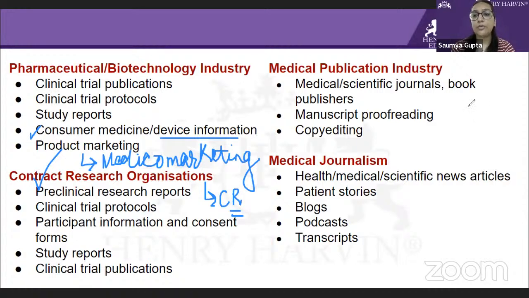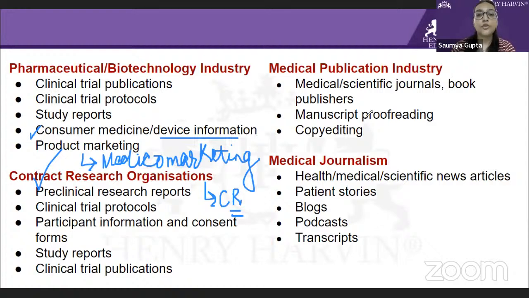Then we have the medical publication industry. Medical publication is when you are involved in writing review articles, research articles, case reports, basically the documents which are published. These documents are published in offline or online mode, and they are available for the readers to read.